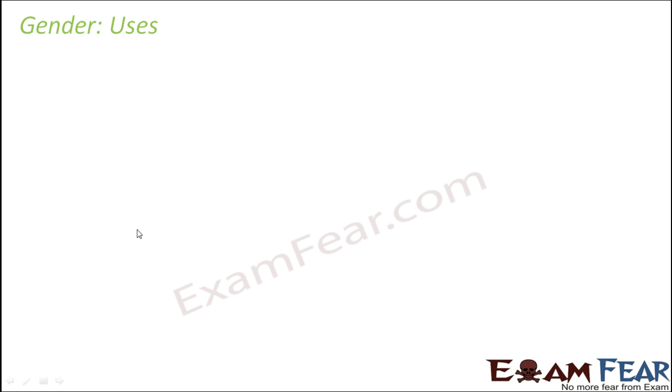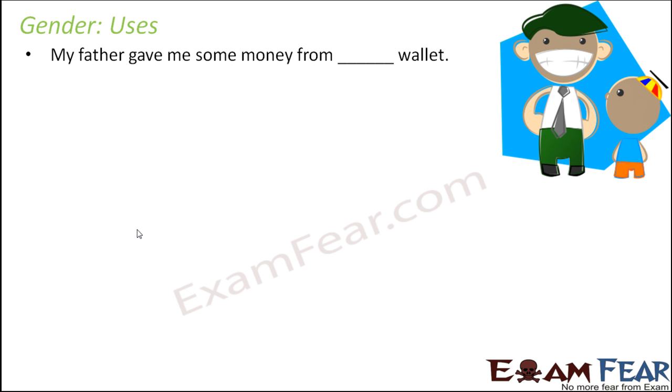So now that we have learned so much about gender, the various categories of gender, we should also know how this knowledge of gender helps us. Whenever we write or speak English, we often use sentences like this to show possession. For example, my father gave me some money from dash wallet. From whose wallet did my father give me money? From his own wallet, right? So here it would be from his wallet.